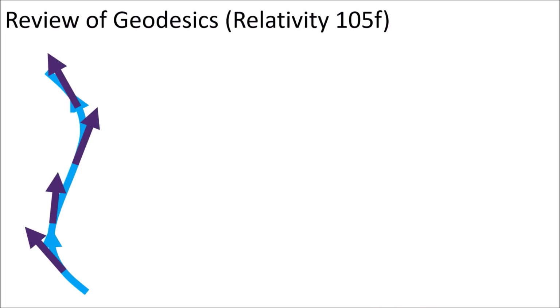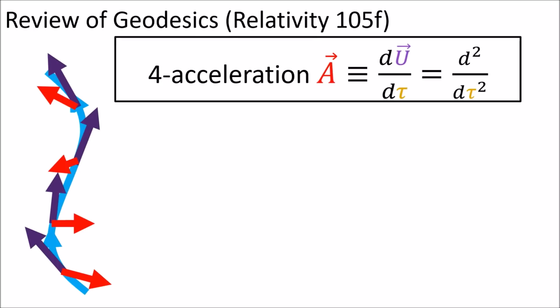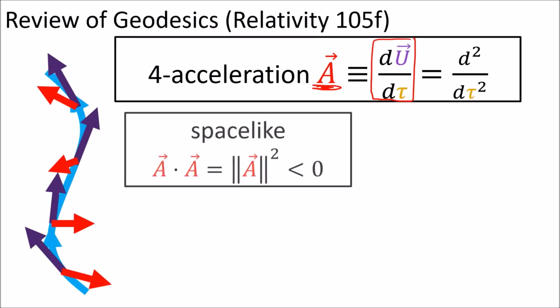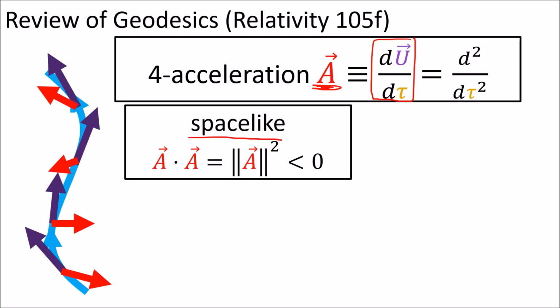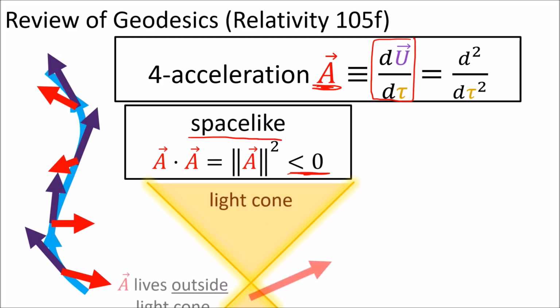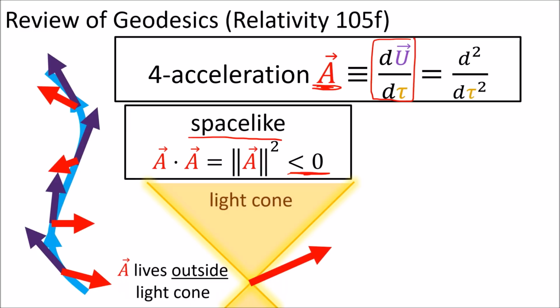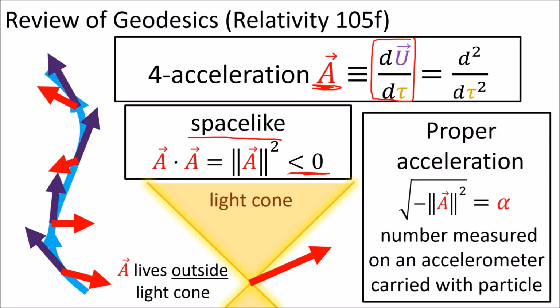The rate of change of the four-velocity vector with respect to proper time tau is the particle's four-acceleration vector a. The four-acceleration is a space-like vector, meaning its squared length is always negative, and it always lives outside the light cone. The square root of the negative squared length of the four-acceleration vector is the particle's proper acceleration alpha. This is the number that the particle would measure on an accelerometer that it's carrying along with it.